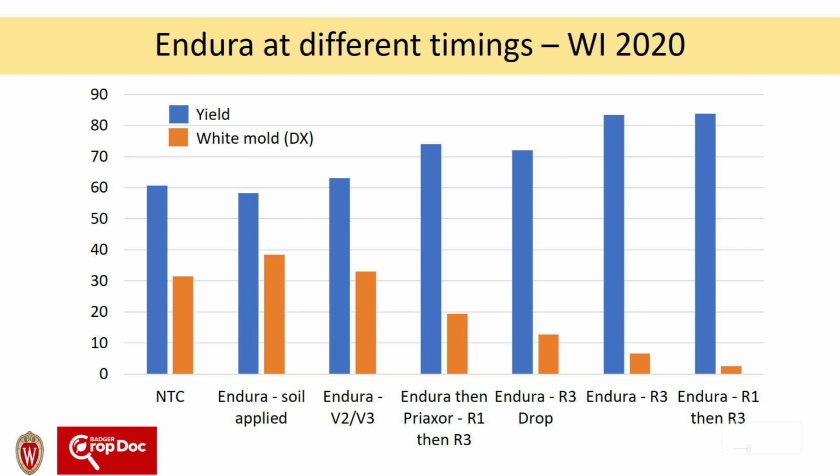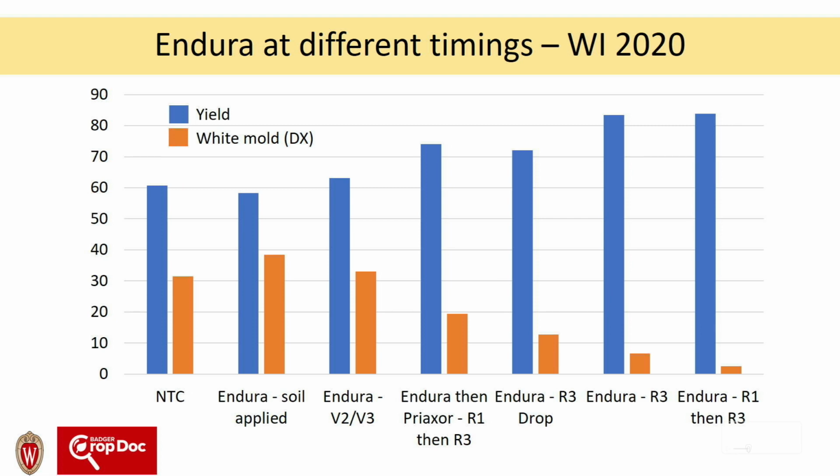What we did is we put Endura out at different timings. We have a couple of repeat treatments in there, that soil applied and V2, V3. Again, that's the same as the last slide. Those didn't work, but we also had R1 followed by Preaxor. We had R3 using drop nozzles. We had R3, and then we had again our R1 plus R3 control. What we found really was that R3 application in this particular field was the most effective. If you look at the amount of disease and the yield response, that R3 application of Endura was really what's driving both of those.